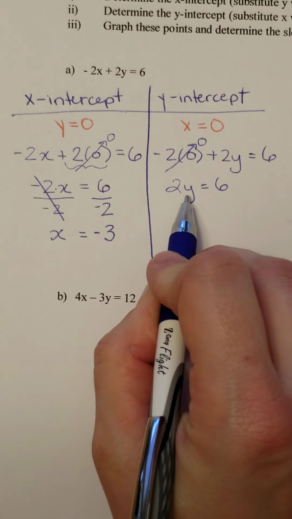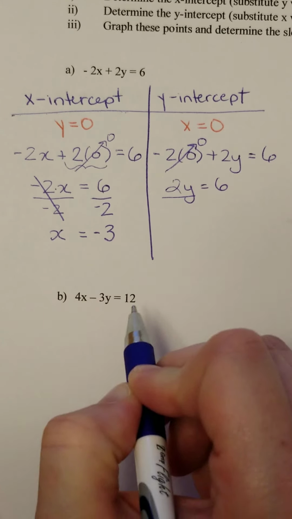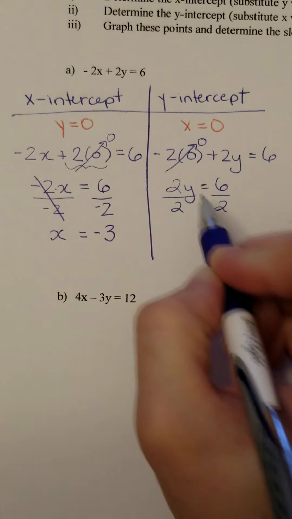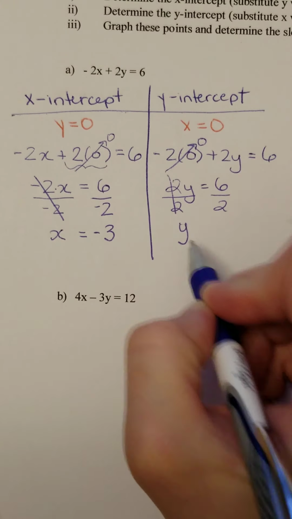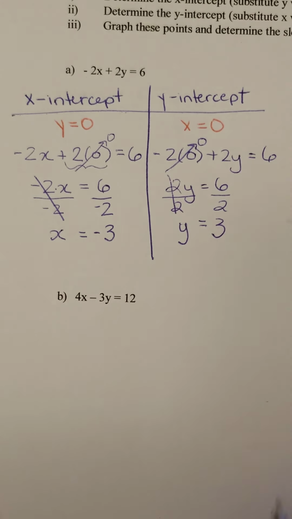I need to isolate y, same thing I did over here. I'm going to divide by what I want to get rid of, which is just 2. And I have to do it to both sides. Those cancel. y is isolated. And on the right-hand side, it's just 6 divided by 2, which is 3.